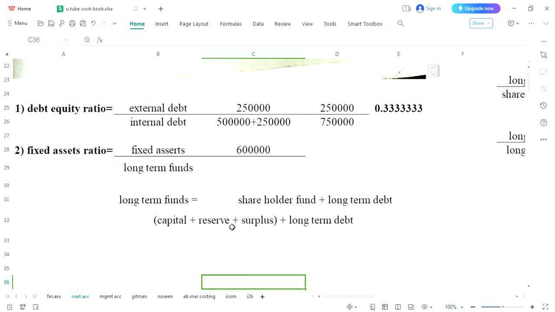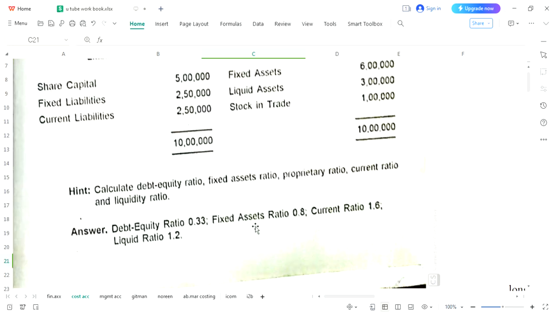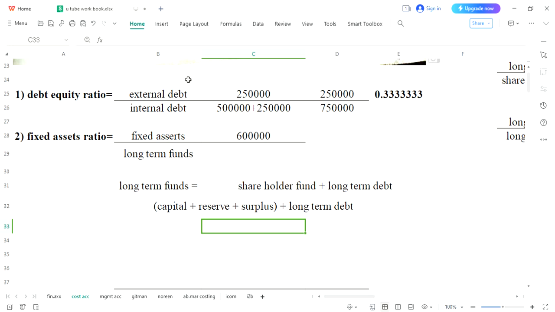Another thing is, if you want to use this formula directly you can, but it is better to write shareholder fund first and then define how to calculate shareholder fund. Now there are three elements which we need. First is capital. Let's get back to the question. Capital is given by name, 5 lakh. Just put the amount.